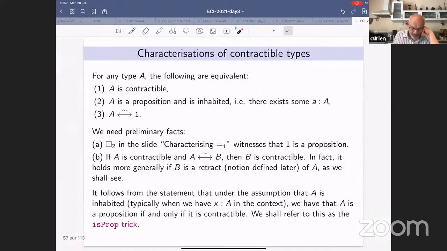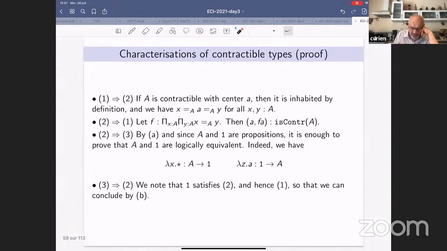So let's prove now that contractible implies being a proposition and being inhabited. This is completely trivial. If it is contractible, then it has a center, so it is inhabited. And then, because of the center, if we take any two elements x, y of A, then I have a proof that x is equal to the center a, and I have a proof that a is equal to y, because of course we know that equality is symmetric. So by transitivity, I have a proof that x is equal to y.